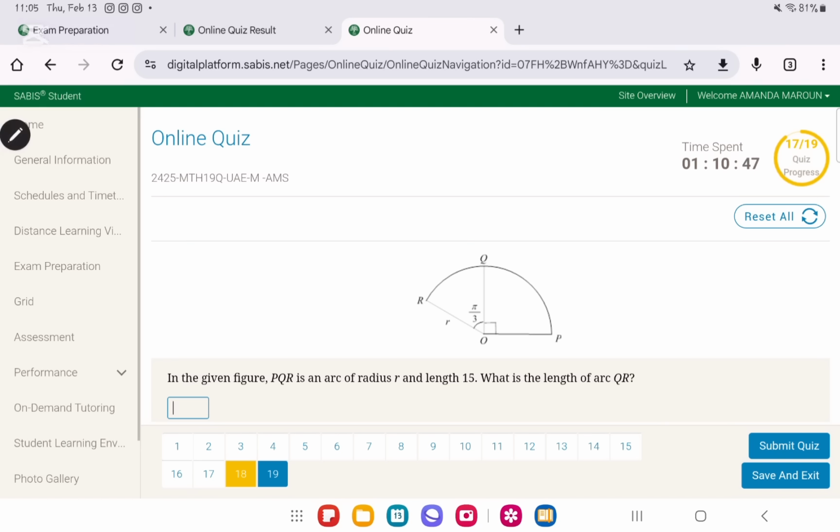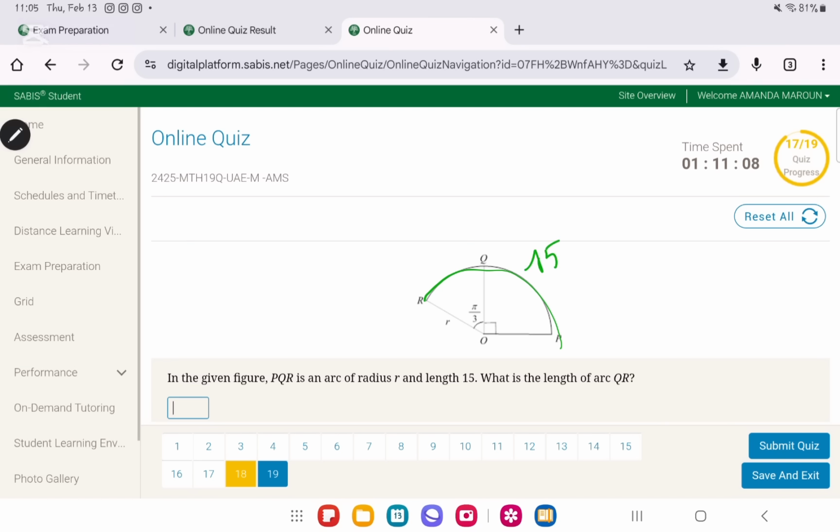Okay, so we know that the radius is r, first of all. And they told us what? That PQR, okay, sorry, it has a radius r and length 15, my bad. So the length is 15.